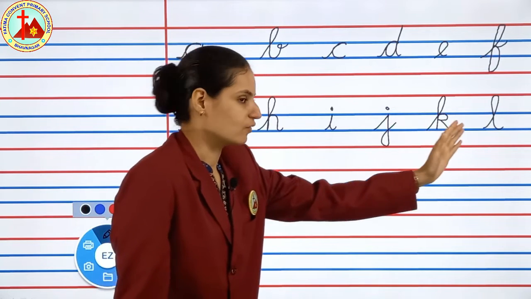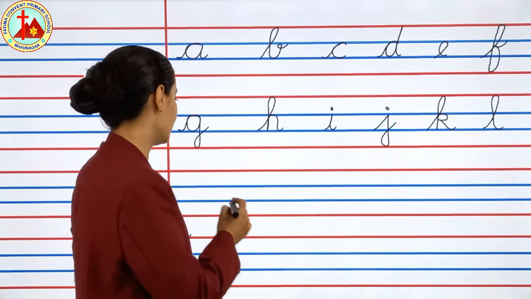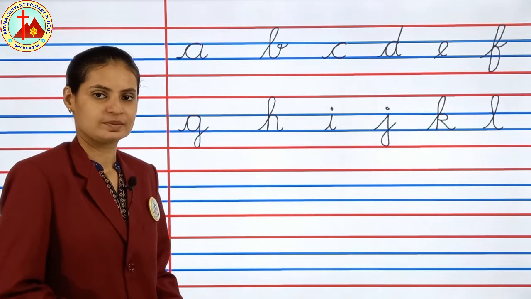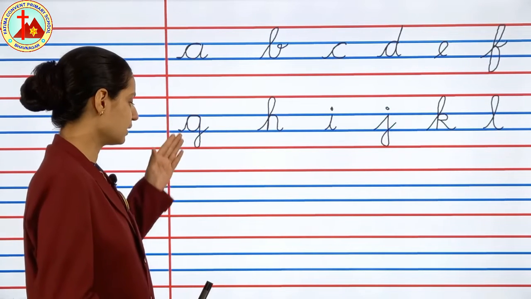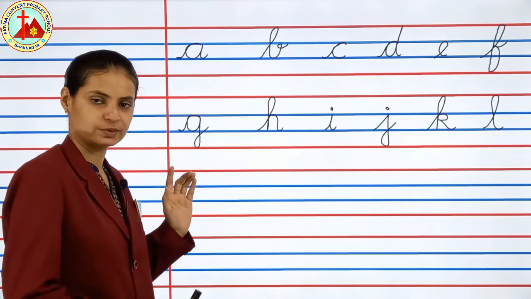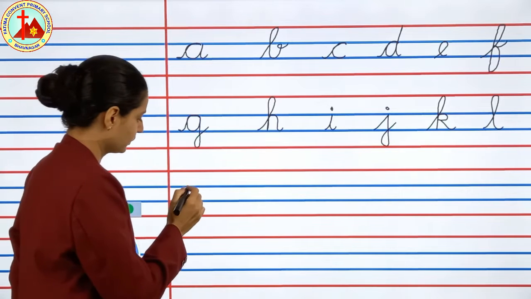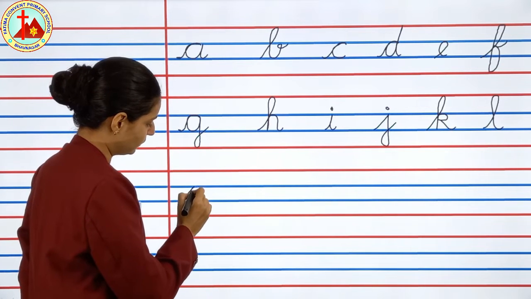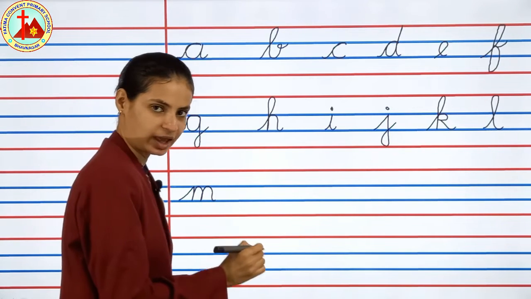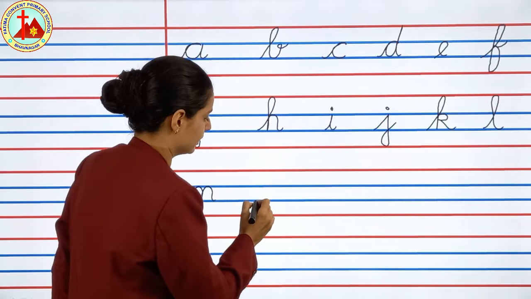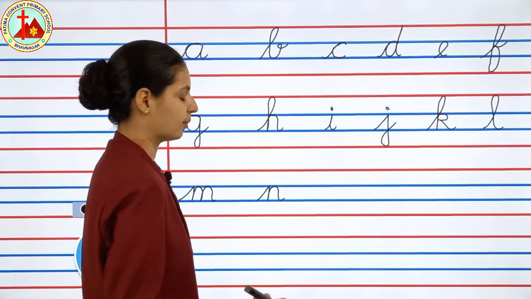Okay. So after L, the next letter is M. Which letter? Letter M. So M we have to write in the third line, and under the letter G only we have to write, and write from this red line only. Okay, M. M we have to write in the blue line. Cursive small m. After M, the next letter is N. In the blue line only, write N, M, N.